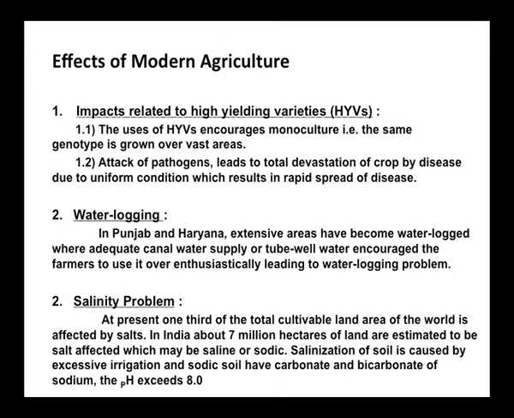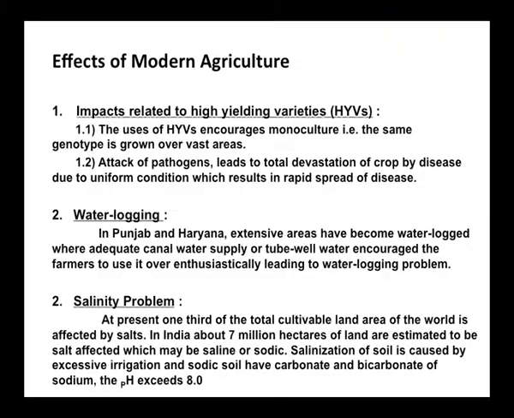Effects of modern agriculture. Impacts related to high yielding varieties. High yielding varieties cause a lot of problems, but are actually preferred in the shorter run because you get a better yield, more money and more population to feed. But what actually happens is it encourages monoculture, that is, the same genotype is grown over vast areas. So if an attack of pathogen occurs, it leads to total devastation of the crop by disease due to a uniform condition, which results in a greater spread of the disease.